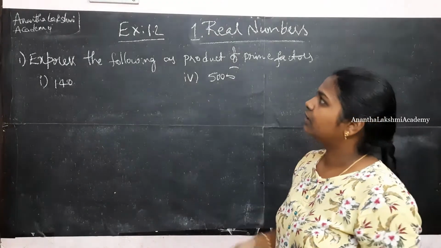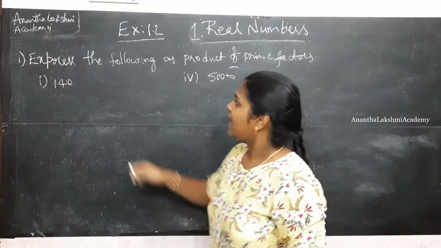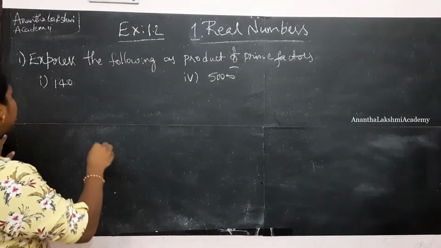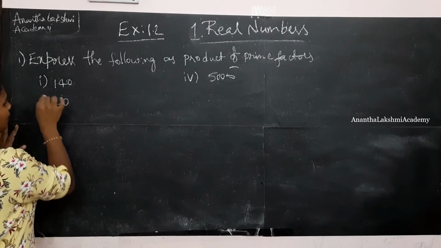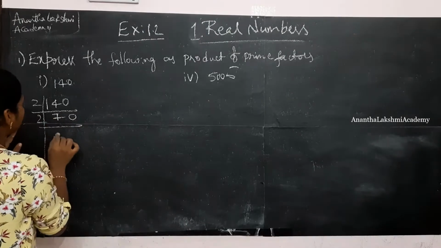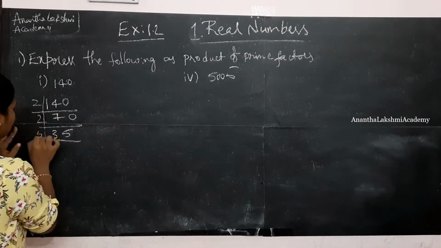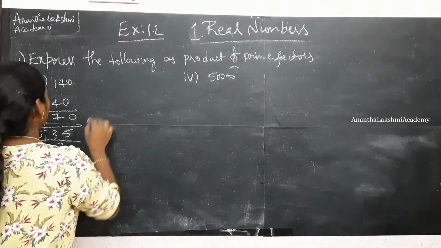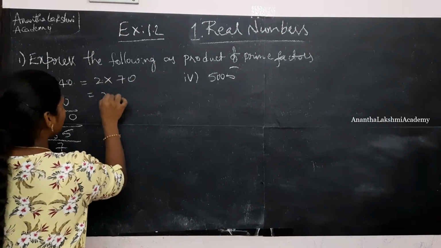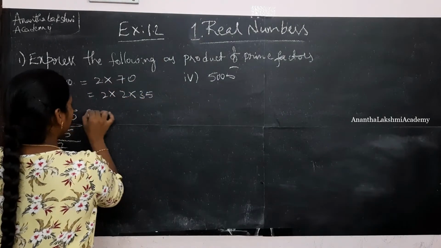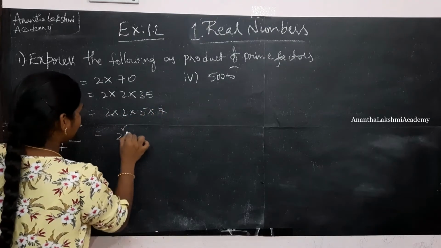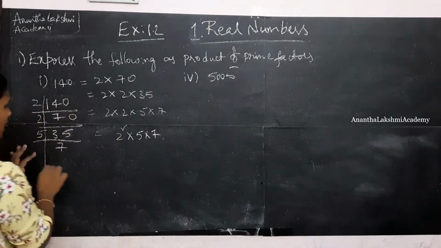So here we are with the first problem of exercise 1.2. Express the following as a product of prime factors. One way we could do is 140, dividing by 2, 2, 5 and 7. Or you can directly write it as 2 into 70, 2 into 2 into 35, 2 into 2 into 5 into 7, which will finally give 2 square into 5 into 7 in both the cases.